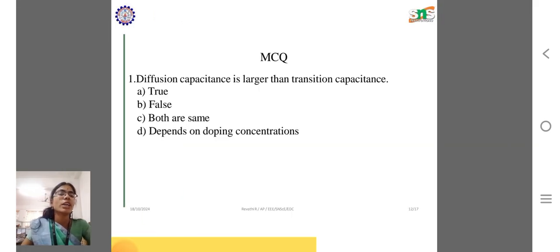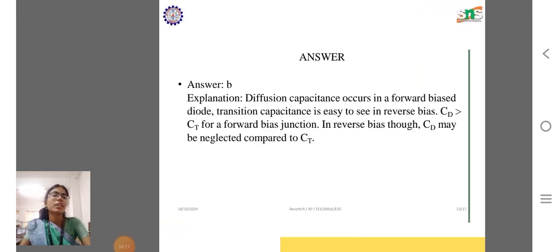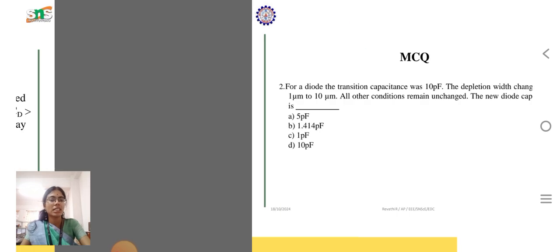MCQ: Diffusion capacitance is larger than transition capacitance. The following options are given below. Answer: B, that is, false. The explanation is that diffusion capacitance occurs in a forward biased diode. Transition capacitance is easy to see in reverse bias. CD is greater than CT for a forward bias junction. In reverse bias, CD may be neglected compared to CT.